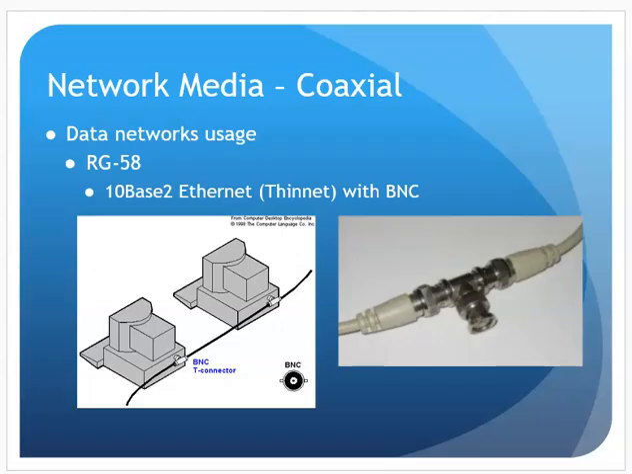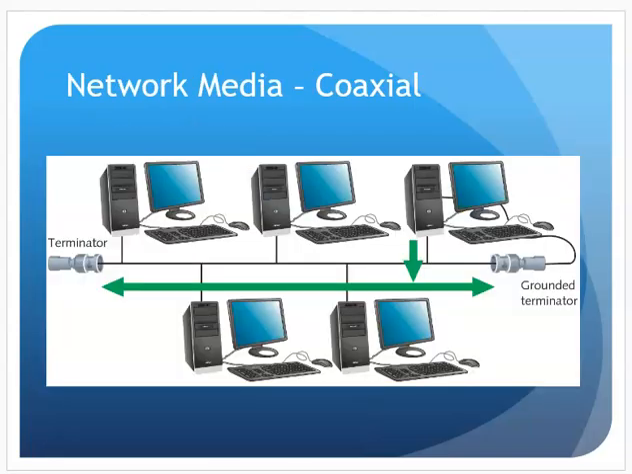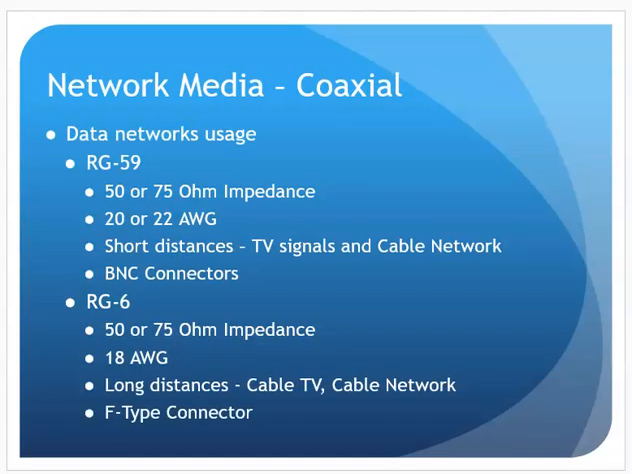Later on, using a thinner coax RG58, they started using the BNC T connectors here. The T connector would connect onto the back of the network card, and then the cables would connect from computer to computer. Here is your NIC with the T connector on. Here's the terminator that would be at the end of the network. The terminator was there as basically a shock absorber. When the signal hit the end of the network, it would absorb that so it would not bounce back into the network. And that was your thinnet coax.